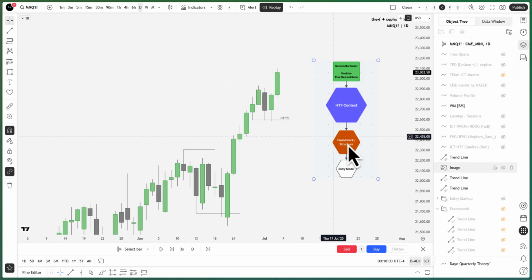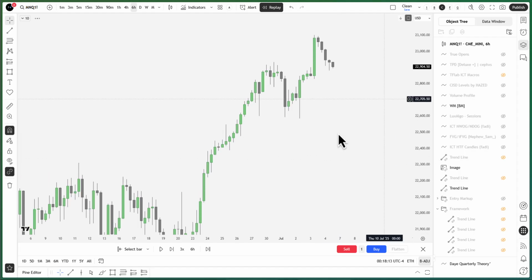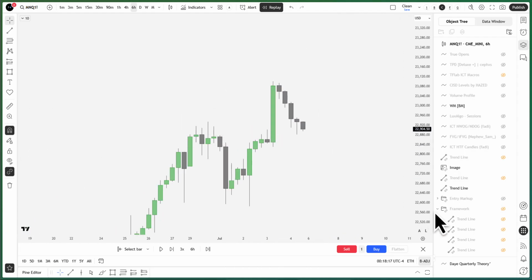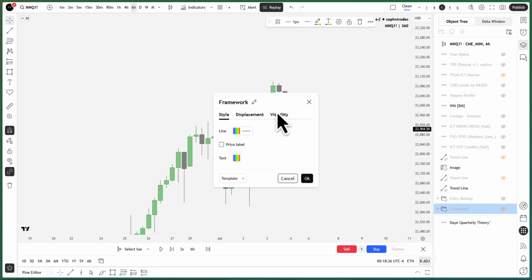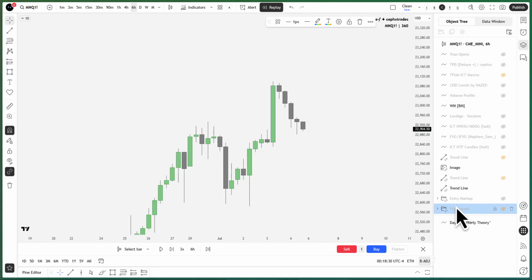And then going for the framework, we're going to drop down to the 6 hour and then the 1 hour to better understand the intraday dynamics and what is going on. So this is the 6 hour chart. And to the right here, I have some markups that I have hidden. I'm going to show the first one, which is the framework. It's not going to be visible on the 6 hour.